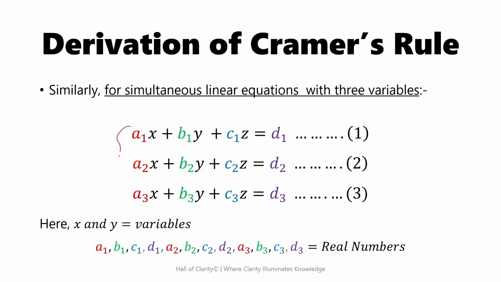So here are the simultaneous equations with three variables. We all know that x, y and z are three variables and their coefficients are a1, b1, c1, d1, a2, b2, c2, d2, and a3, b3, c3, and d3. These are all real numbers. And we have represented those equations as equation number 1, 2, and 3.